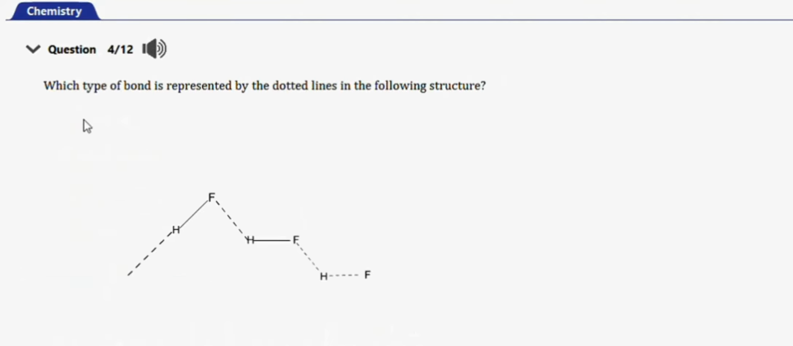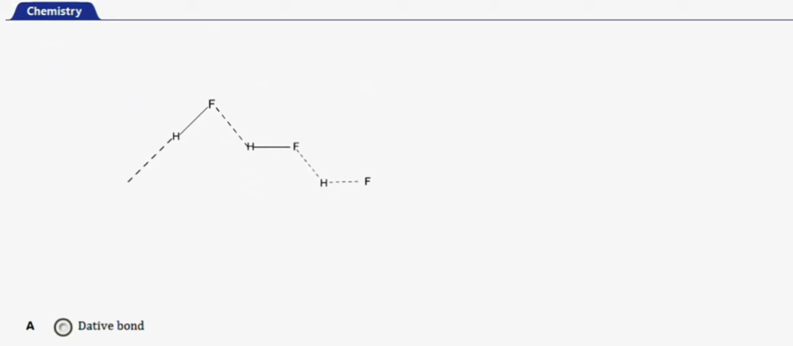It says which type of bond is represented by the dotted lines in the following structure? So this is hydrogen bond, guys. The right answer is option D. The next repeated question will be this one.